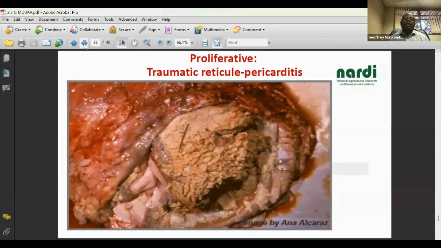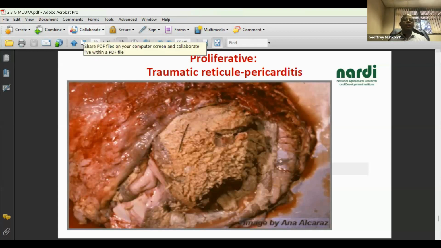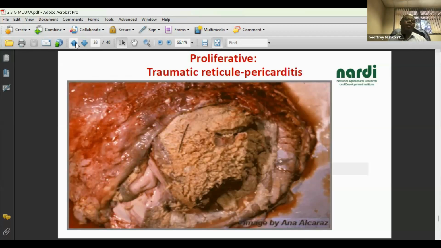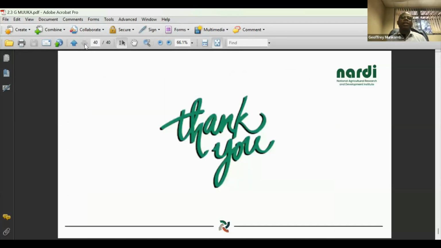This is traumatic reticulopericarditis. You have to look at that, and you need to differentiate this from most of the time sequestra, because this most of the time might be septic and it has an extra smell, which is very rare for you to find in a sequestra. Next slide to demonstrate the difference between these. This is now a sequestra from CBPP, and if you check with the previous slide, the differences, you can see the obvious differences that are there. Next slide. Next slide to this.